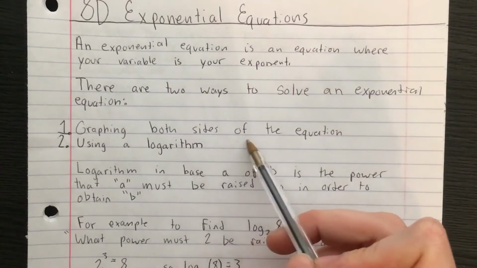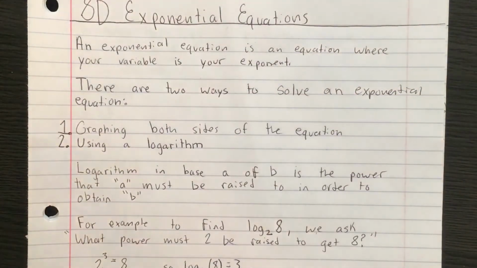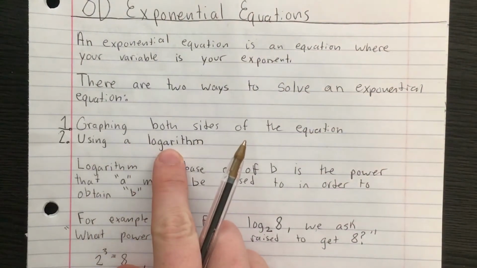And so there's really two ways that you can solve an exponential equation. You can graph both sides of the equation, and we've looked at that a little bit before. So you graph the left side, you graph the right side, you figure out where they intersect. And the other way that you can do it is use what's called a logarithm.